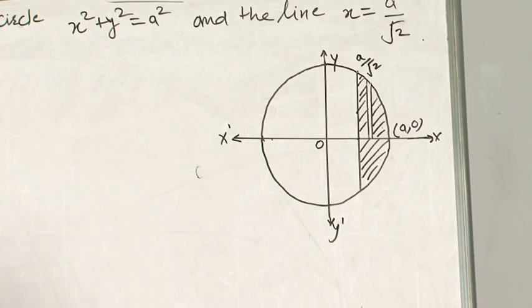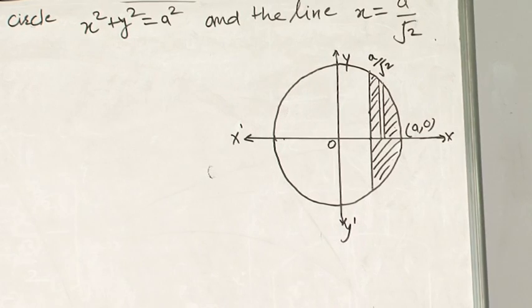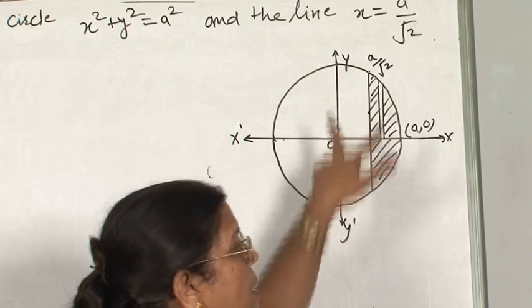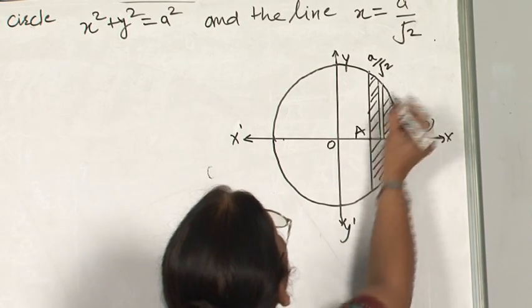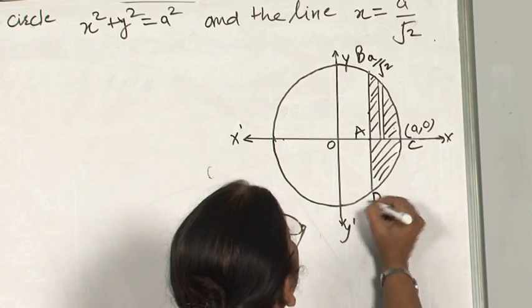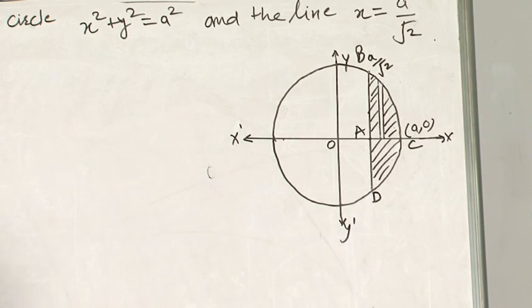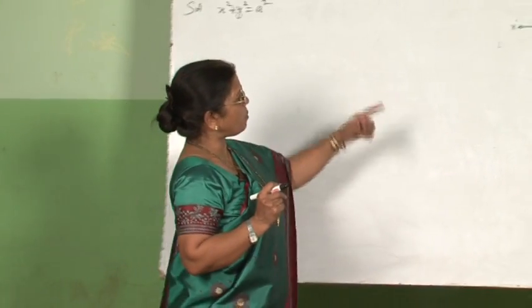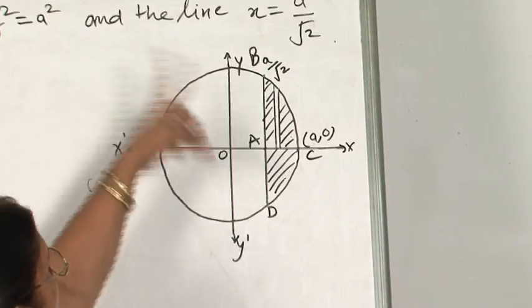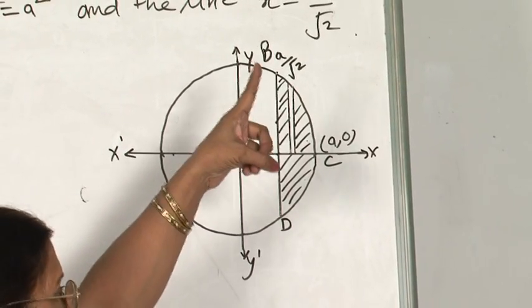Now, the area of the smaller part of the region bounded by the circle and the line: this point is A, this point is B, C, D. So, this ABCD is the smaller part of the region bounded by line x is equal to a upon root 2 and the circle. So, this shaded portion is the smaller area bounded by the circle and the line x is equal to a upon root 2.